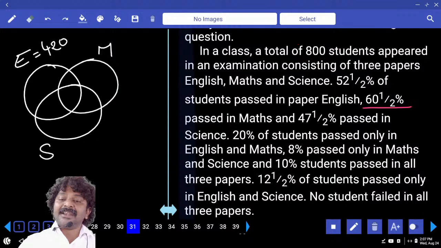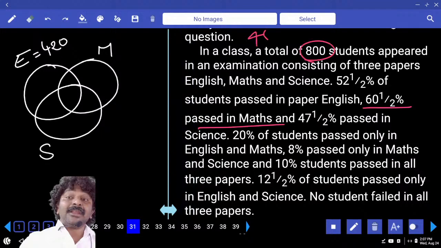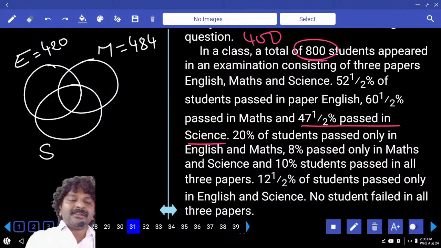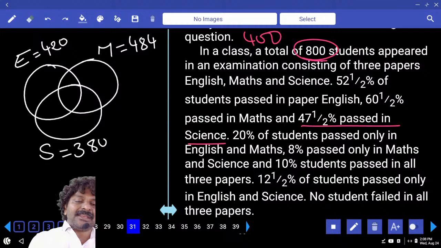60.5% passed in Maths. What is 10%? 60%? 480. And then half a percent more we have, which is 4. How much is the total? 484, which is in Maths. Next. 47.5% passed in Science. 50% minus 2.5%. What is 50%? 400. 2.5%? 20. Total 400 minus 20, 380. They are in Science.